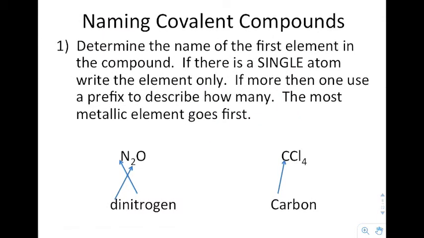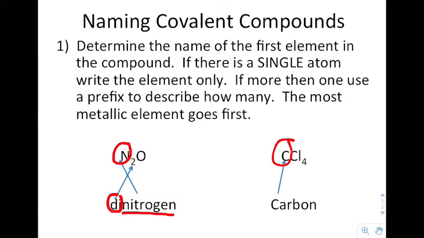So whenever you name a covalent compound, the first thing you need to do is identify the first element in the compound. If there's a single atom, write the element only. For example, if we have nitrogen, I would write nitrogen, but because there's more than one nitrogen, I need to use a prefix. So I would put di in front of it. So dinitrogen indicates N2. Whenever there's a carbon, like here, or an element by itself, you just refer to it as carbon. You do not refer to the first element as monocarbon or mono anything. You just put the element first.